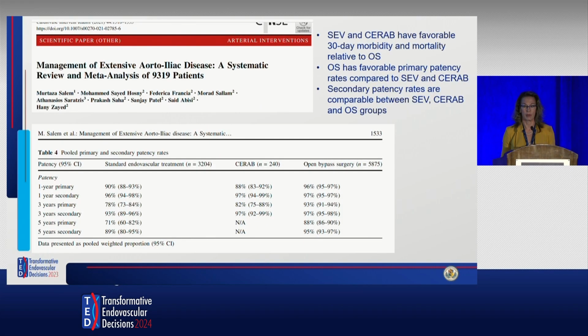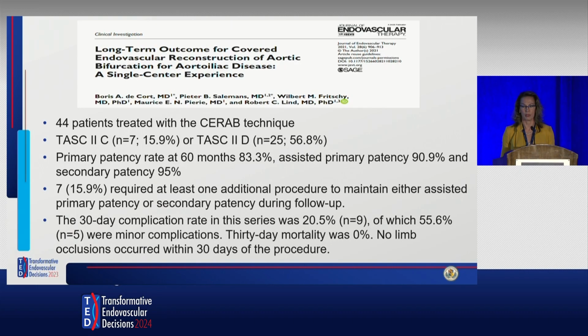And then Hani Zaid did a meta-analysis comparing aortoiliac disease treatment with standard endovascular therapy, the CERAB technique, or open bypass, and ultimately demonstrated that at 30 days, the morbidity and mortality for standard endovascular therapy and CERAB were favorable, although open surgery had favorable primary patency rates compared to the 2 groups, and the secondary rates were comparable as well. But in this case, we did not have long-term follow-up for the CERAB. It was only after 3 years.